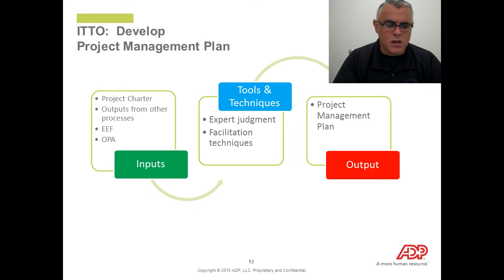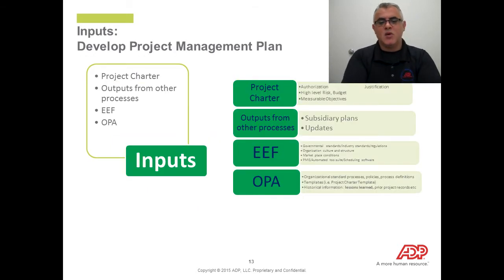All right, so let's jump into the inputs for Develop Project Management Plan. You're going to have your project charter, plus you're going to have the outputs from the other processes which roll into or integrate into the project management plan. So things like the scope management plan, the time management plan, the work breakdown structure, which you'll get to when you get to the scheduling video, the HR management plan, the communication management plan, stakeholder management plan, risk, all those different knowledge areas, those plans will roll up and become inputs into developing your project management plan.